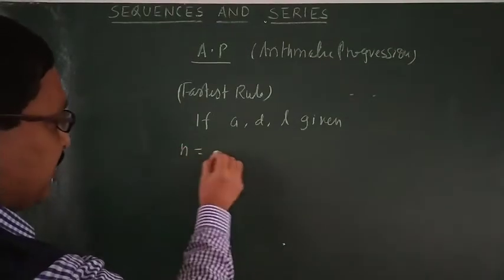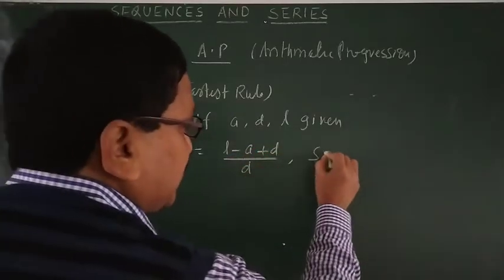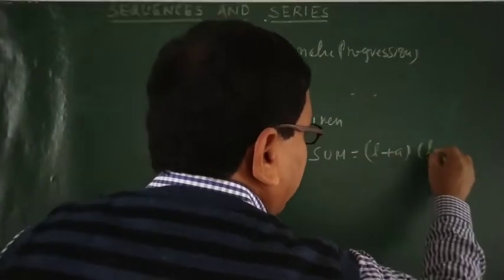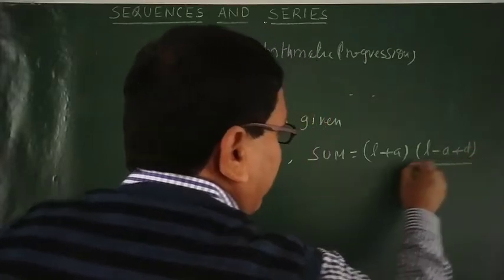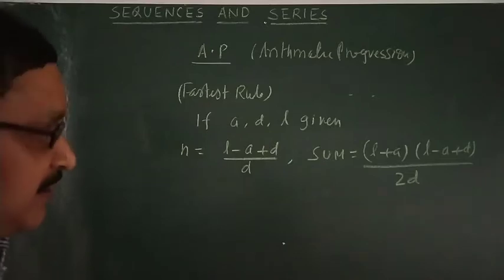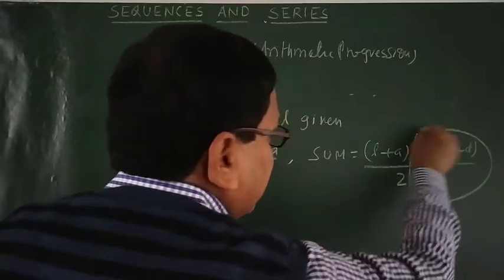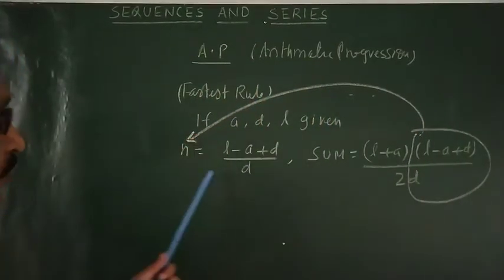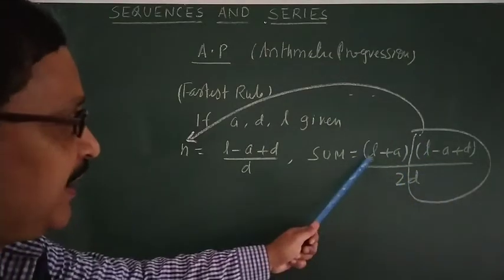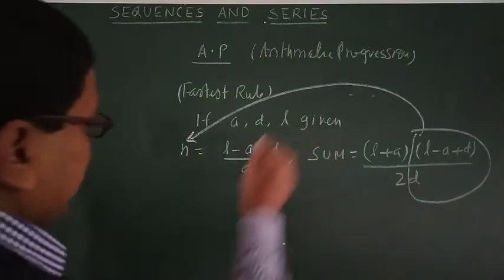n is equal to (L minus A plus D) by D, and S, the sum, is equal to (L plus A) times (L minus A plus D) by 2D. This method will do the problems faster. Now just see, if this part is taken only, then this will give the value of n. So to write n, we can use this part, and when L plus A is attached with it, then the sum will be given.